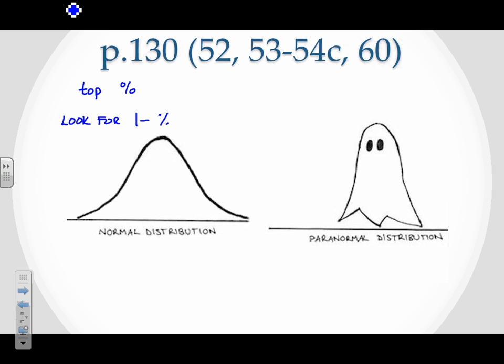Okay? Now, if you see bottom or lowest percentage, something of that nature where it's implying that you're going left, you look for exactly the percentage that they told you. Okay, these are the easiest ones to do. If it's the lowest so many percent or the bottom, whatever, you just look up exactly what they tell you and work it out.